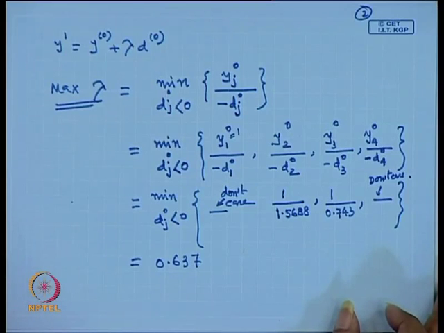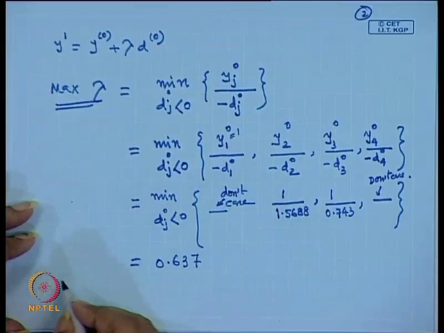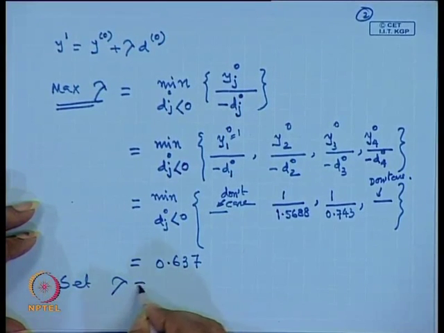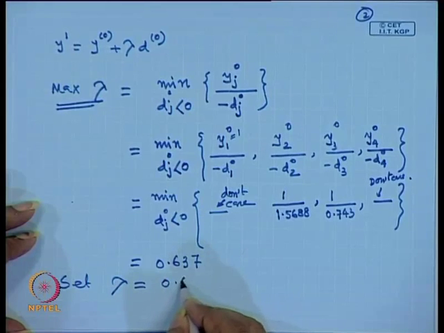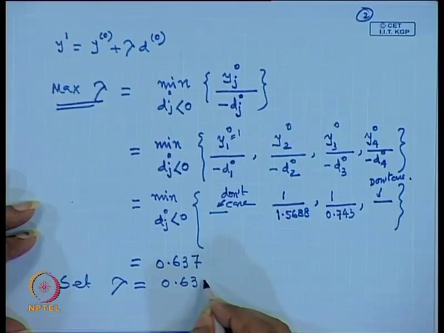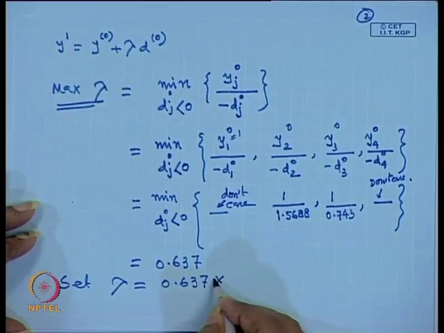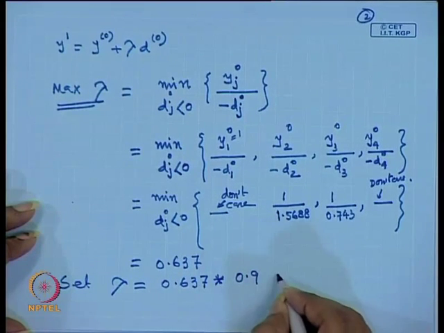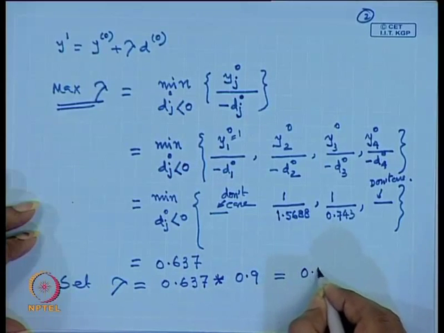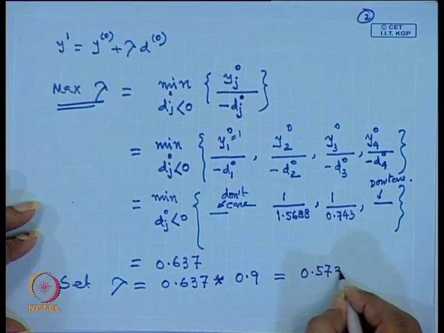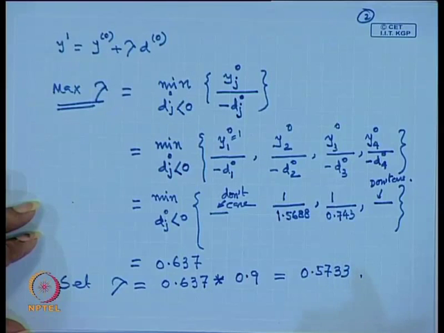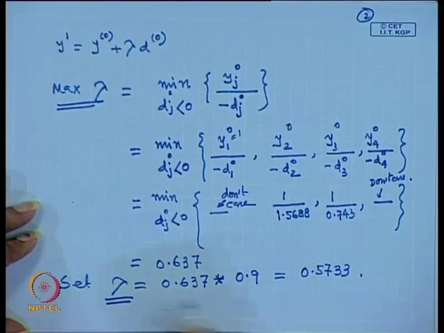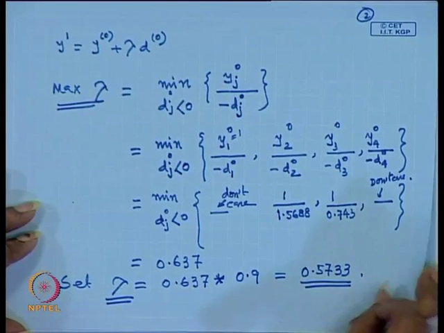Keeping this in mind, we can set lambda equal to 0.637 into 0.9, which will come to 0.5733. So, this is the lambda we will select for our problem.